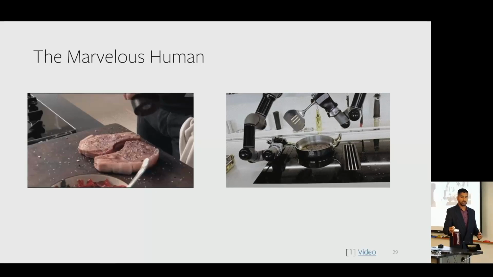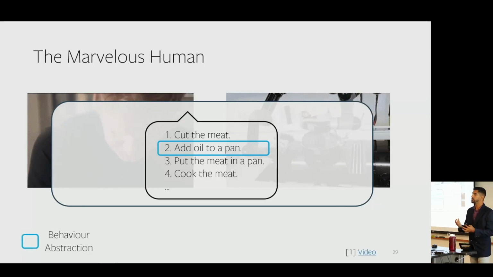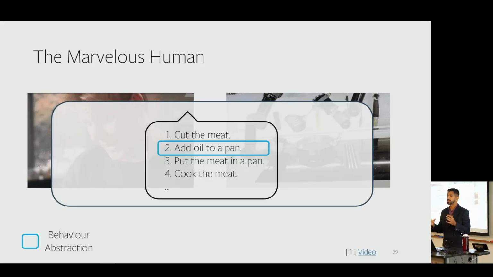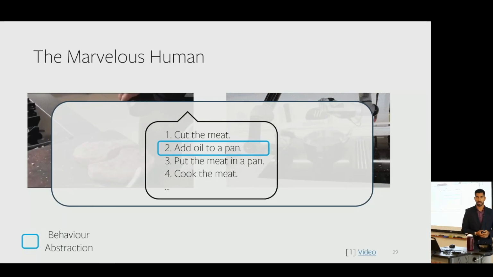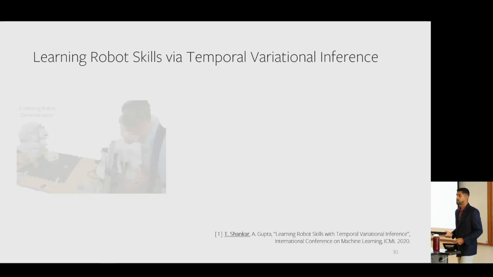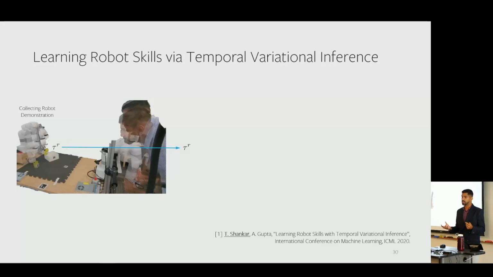To go back to our cooking example, just as a reminder, this looks something like this. I'd like to be able to learn these behavioral abstractions that capture the sequence of behaviors or skills that an agent executes while demonstrating a task. How we went about this in this particular project was assuming that we had access to a robot demonstration dataset of a robot performing a variety of different tasks, from which we assume we can extract a robot trajectory.